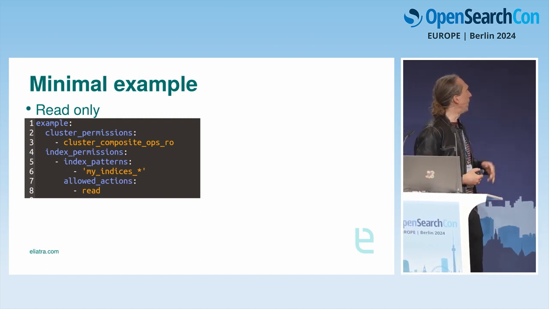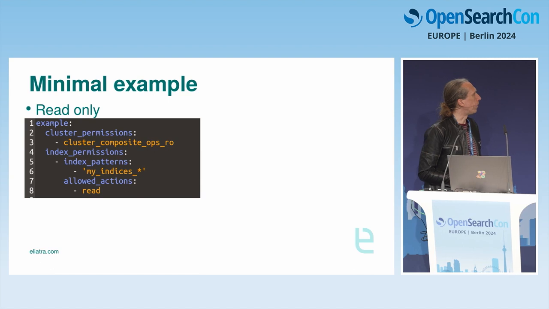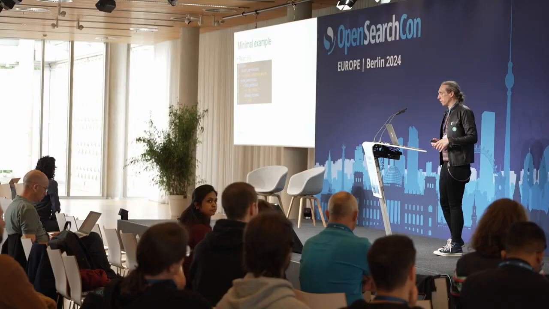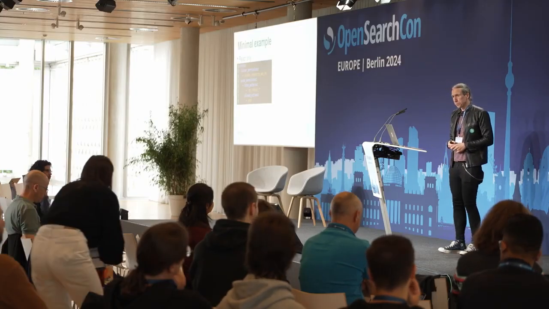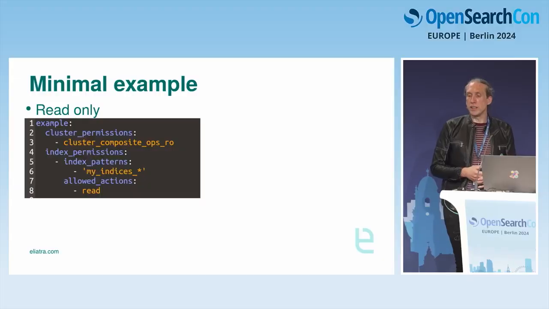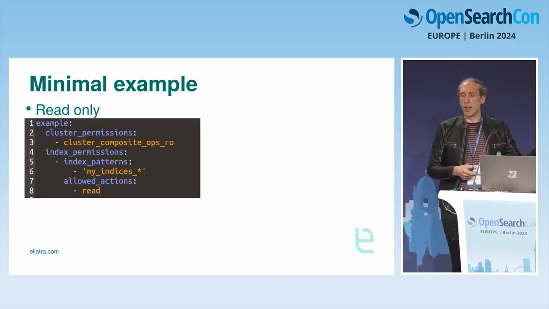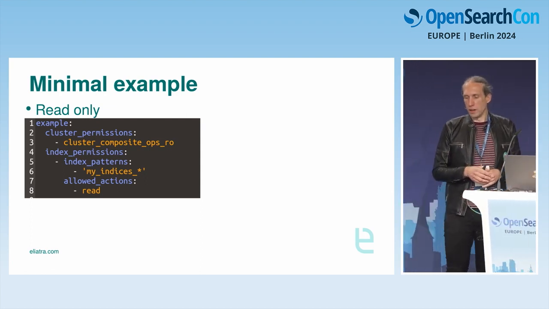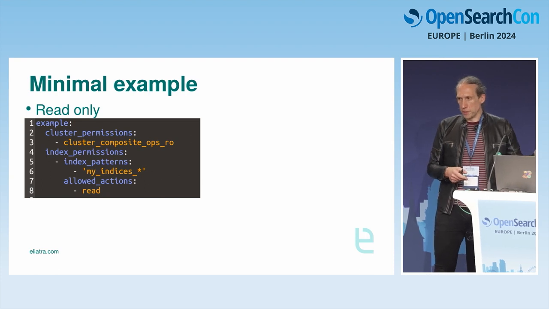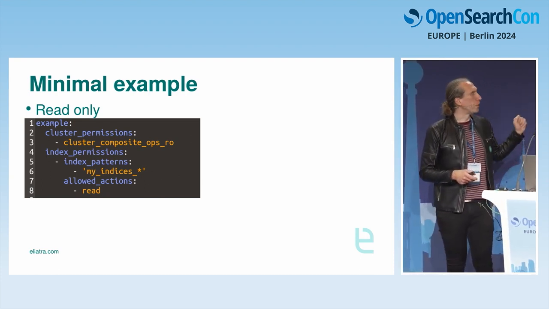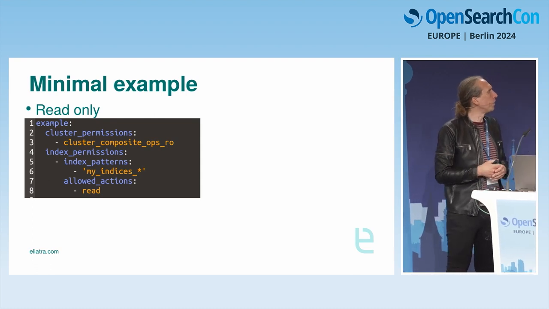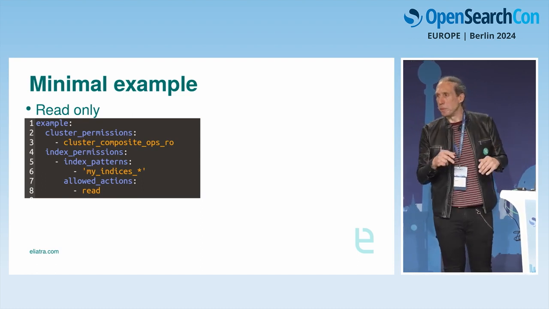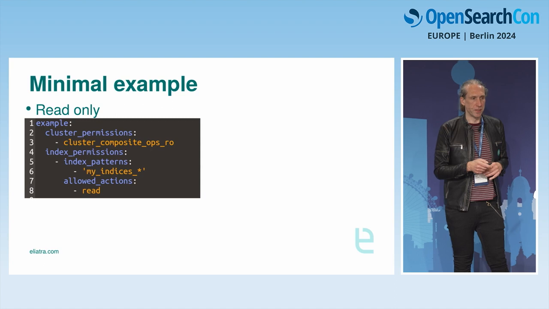Let's have a look at a read-only example. So here we define read-only access to a set of indices. What's interesting is we have two action groups or two permissions here. We have the read action group, which gives us the permissions on the indices themselves. And in addition, we have a cluster permission action group, which gives us access to certain composite operations. We will come a bit later onto what this actually means.